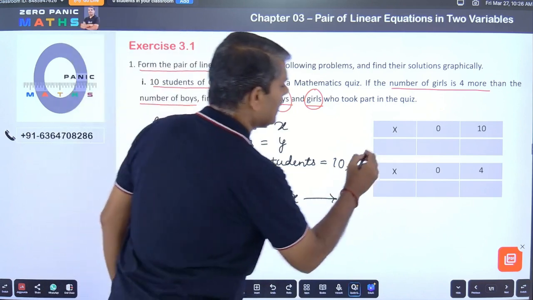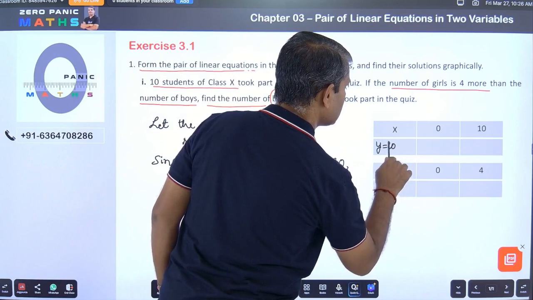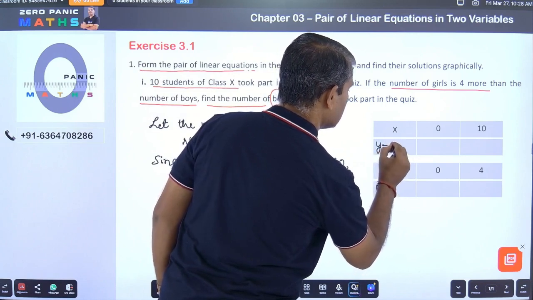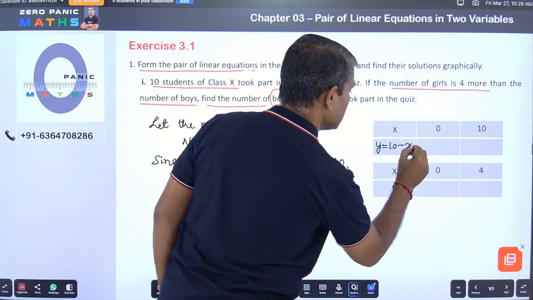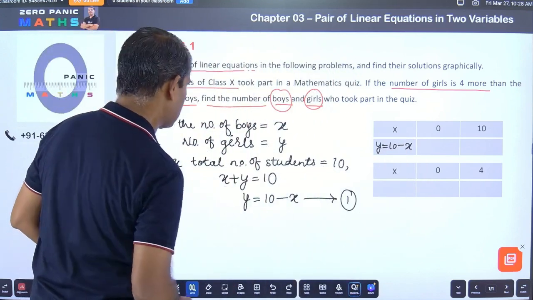And I can write that here. Y is equal to 10 minus x. I'm taking x to that side.